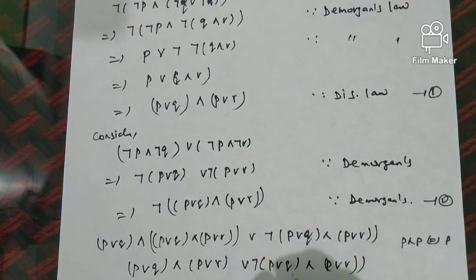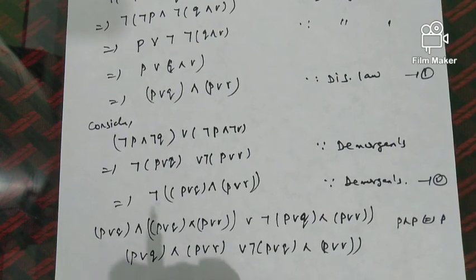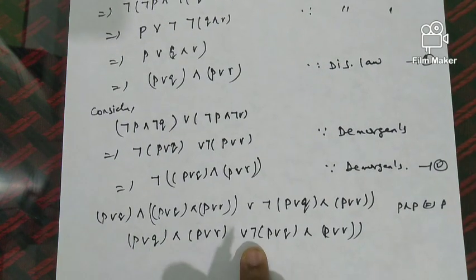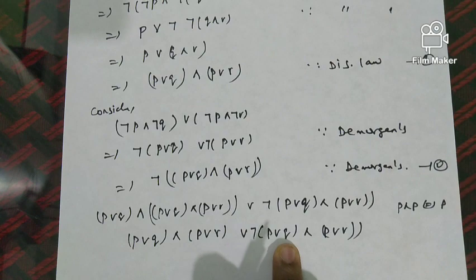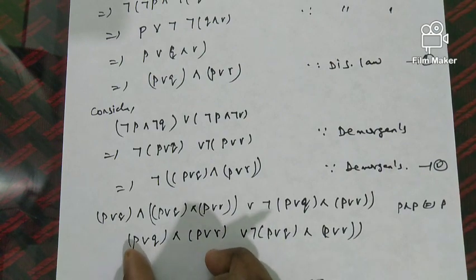Okay, in this second term we have applied that P and P is equivalent to P. That is called the idempotent law. Now look at this one: P or Q and P or R, that is, negation P or Q and P or R. Look at the same term.